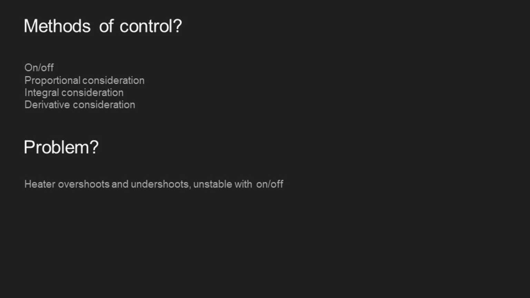So there's a couple of different ways that I can control the heater. First of all, there's just on-off. With the PWM signal, you can have 0 or the max, so it's like 0 volts or the max voltage. You can also have proportional control, which is controlling the output based on the error of something that you're measuring. You can have integral consideration and derivative consideration, which we'll get into later in this video.